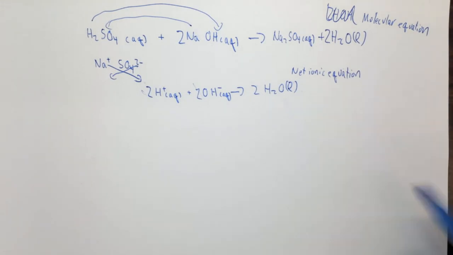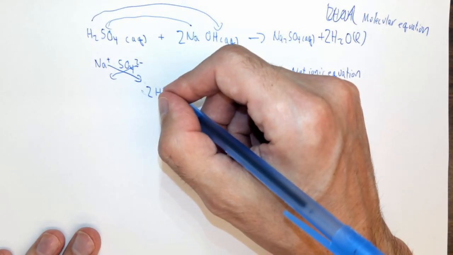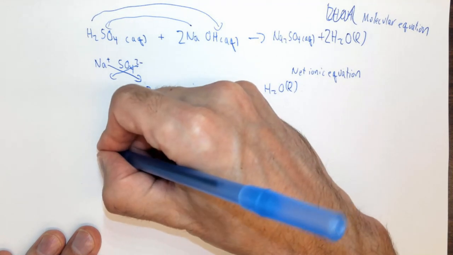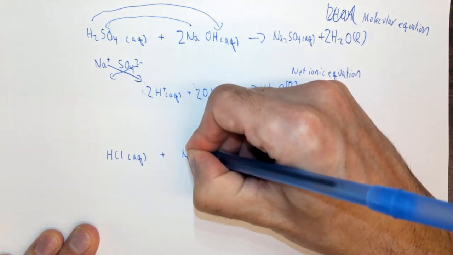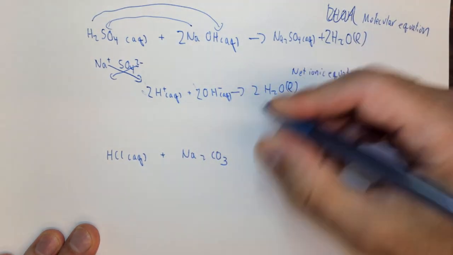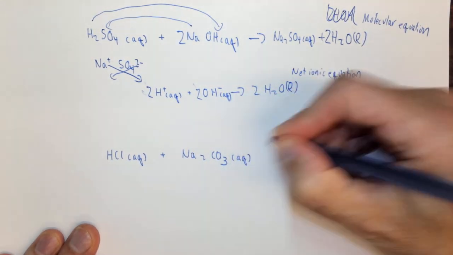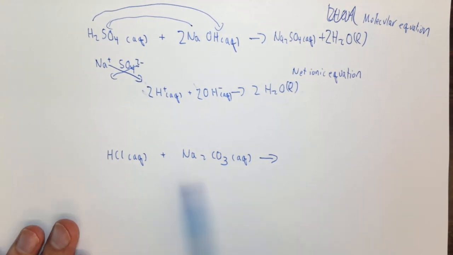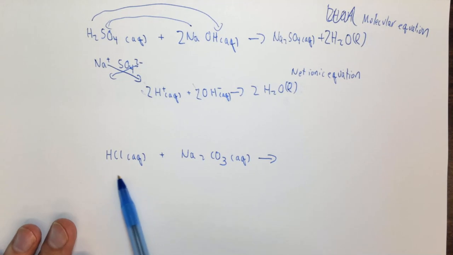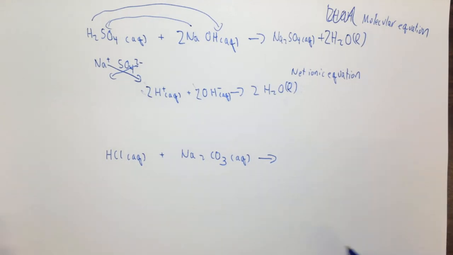So this is basically what you can do for acid-base reactions. However, there's another type of base that you need to be familiar with, which is a carbonate base. And if we take HCl, aqueous, and we react it with Na2CO3, aqueous, this will also form a double displacement reaction, and this is actually an acid-base reaction. This is commonly done in our labs to neutralize acid. We use sodium carbonate or sodium bicarbonate.